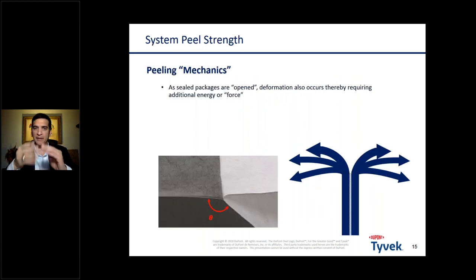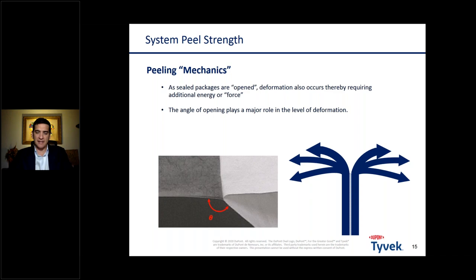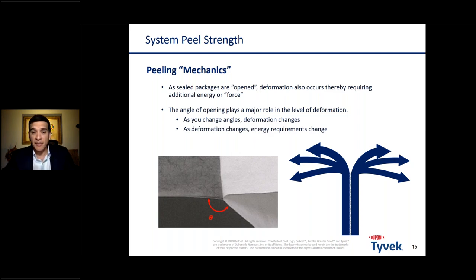Now, peel strength, a different issue, right? So now we have peeling mechanics involved. As I am opening this product, as I'm opening this package, you can see I'm pulling on this, so I'm going to be deforming materials here, elastically or inelastically, as I open the material itself, right? The angle at which I open this, which you saw earlier in the videos, will play a major role in how much the materials will deform. And as you increase deformation, you're going to need more energy going into the system, which means that the number on the dial is going to be greater. It's going to look like a bigger number in terms of what the Instron is reading.